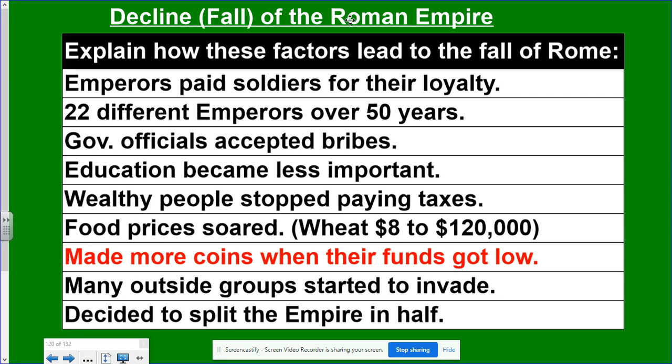All right, so the title obviously needs to be The Decline or the Fall of the Roman Empire. And let's go through these. The first one says that emperors, like their leaders, paid soldiers for their loyalty. So the emperors would actually pay the soldiers for their loyalty. Now, your other job, of course, is to go back and describe to me why you think this was going to be a problem. Think about why that would be a problem if the emperor, the leader of Rome, would be paying all his soldiers to be loyal just to him.